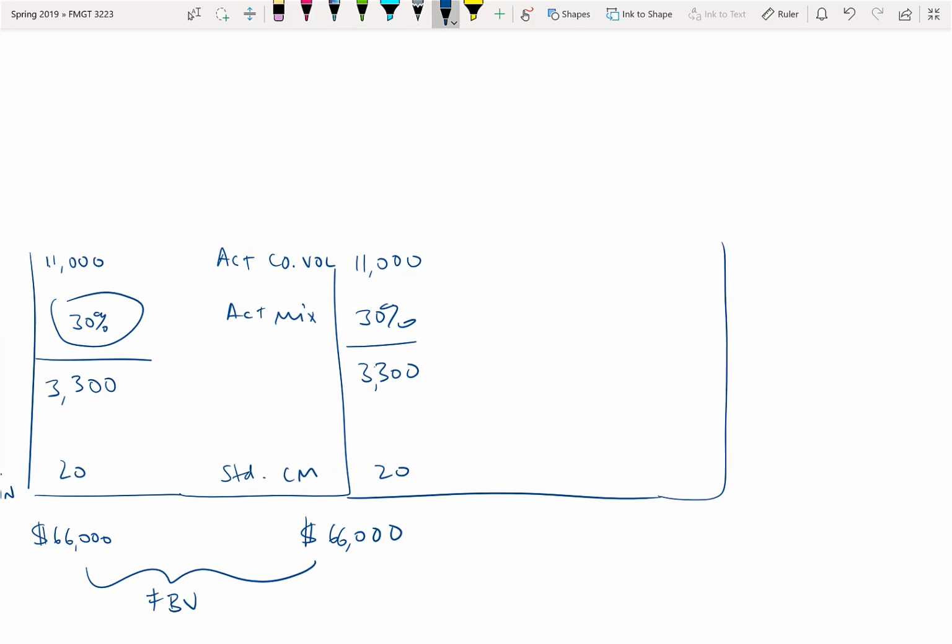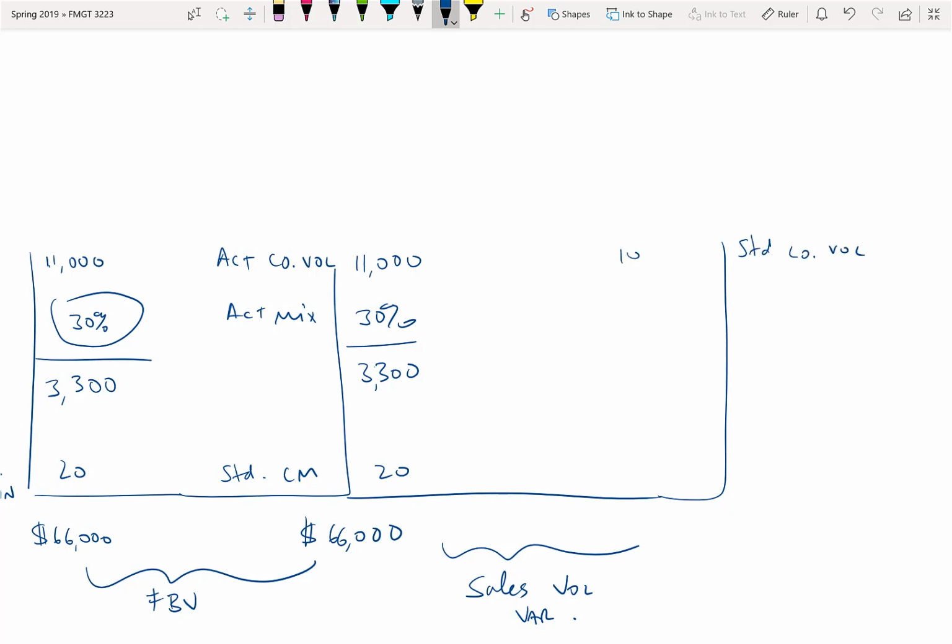What we're interested in primarily in this course, though, is this variance on this side. We're looking here at the sales volume variance. Okay, this is called the sales volume variance. And what we're going to do to work it out is up at the top here, now we're going to put our standard company volume.